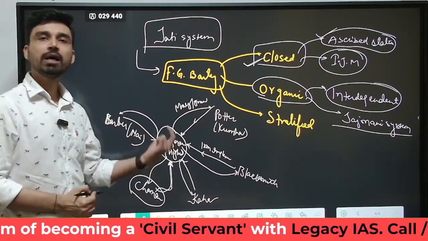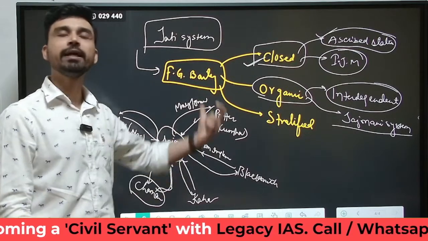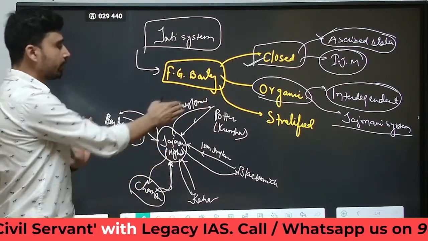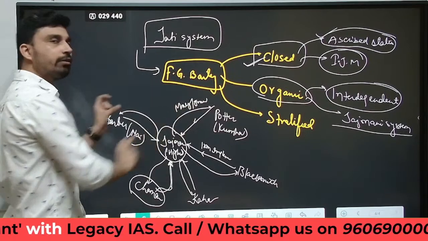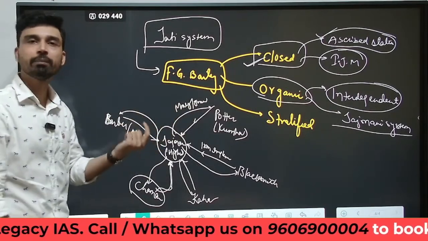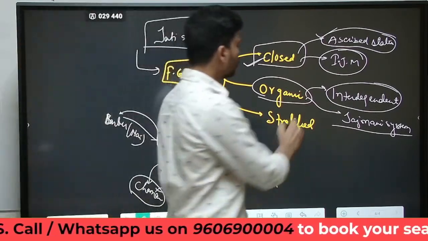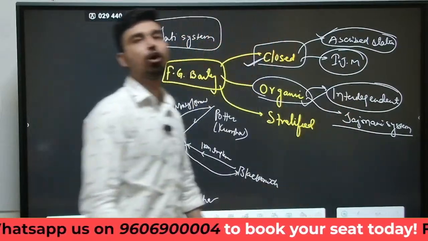So basically Jajman is the central part of the entire village society, and you can see all these castes. Basically Jajman is related with all these castes and they are all interdependent, dependent on the Jajman. So that is how we can explain Indian society to be organic in nature.